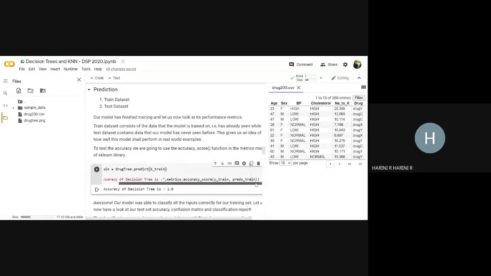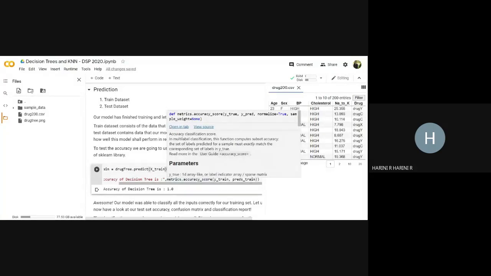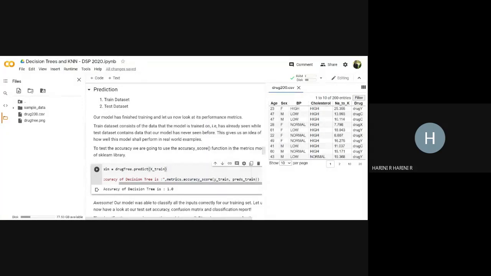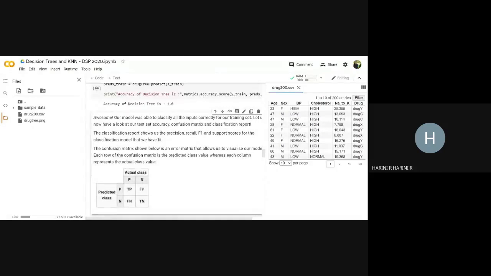To get the accuracy, we are using this function called accuracy score, in which we give the actual values, this last column, and whatever it has predicted before, we compare those two and see what the accuracy is. You can see that here the accuracy is actually 1. That means it has predicted correctly for all of our training set records.